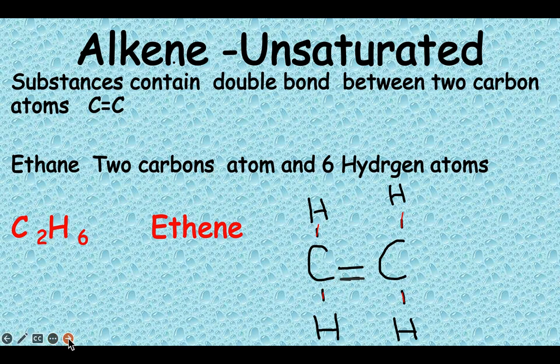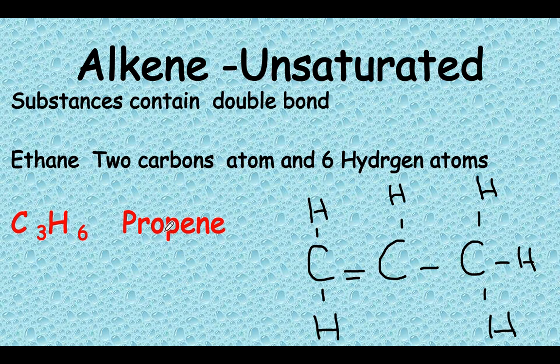C2H4. The second member is propene. Also, it is in the alkene homologous series. It contains 3 carbon atoms, 1, 2, 3.